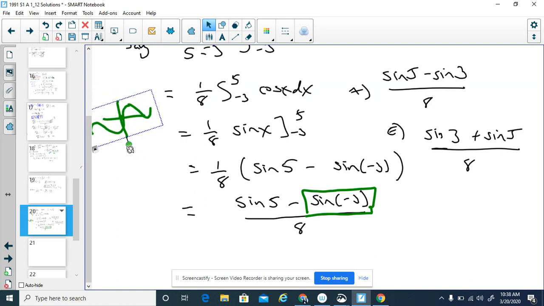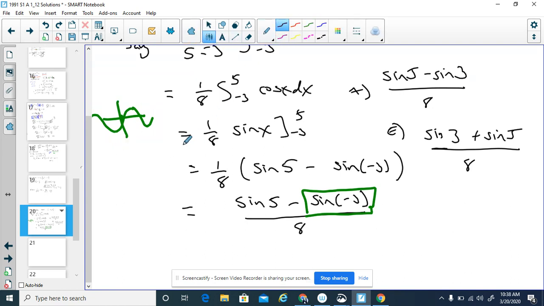That means that the sine of a negative value is the negative of the sine of the positive value. Specifically, algebraically, if a function's odd, it means that f of negative x equals negative f of x. That's what it means. So sine is an odd function. So that means that sine of negative x equals negative sine of x.